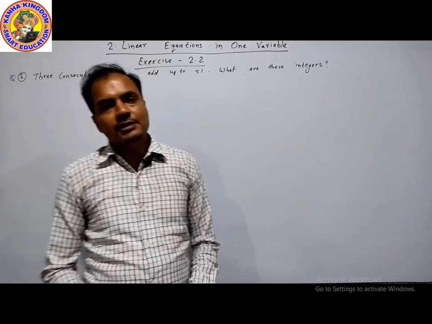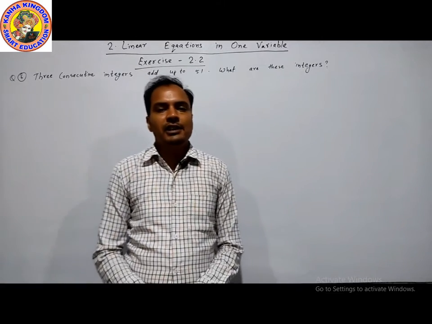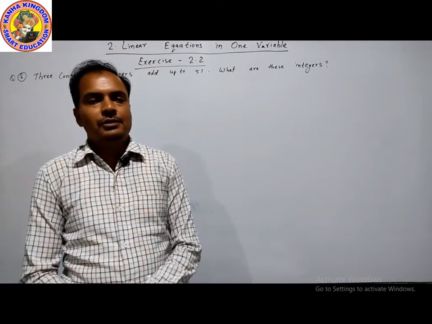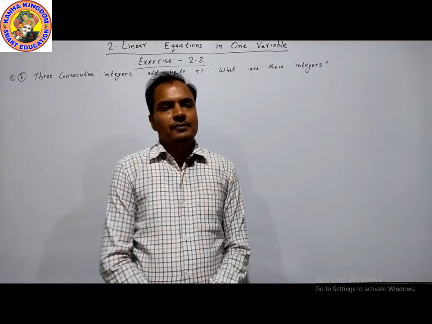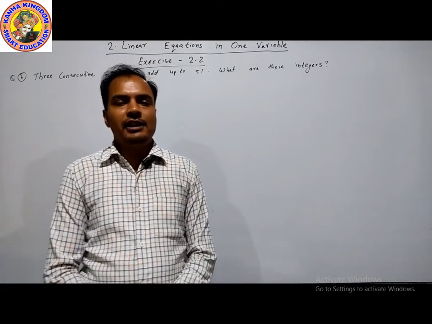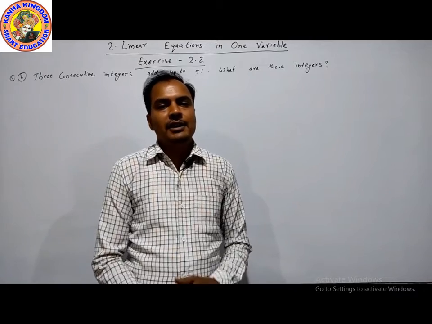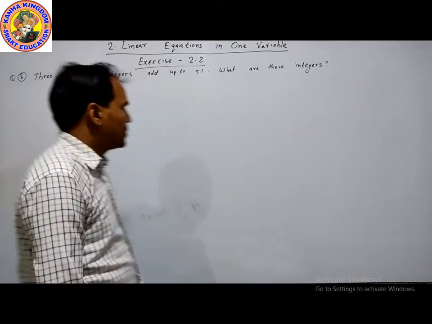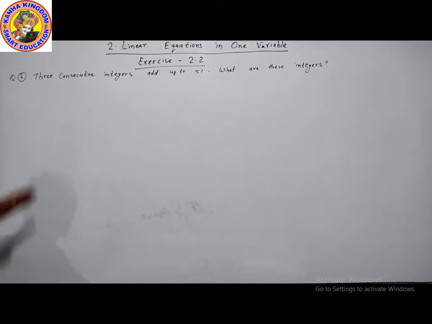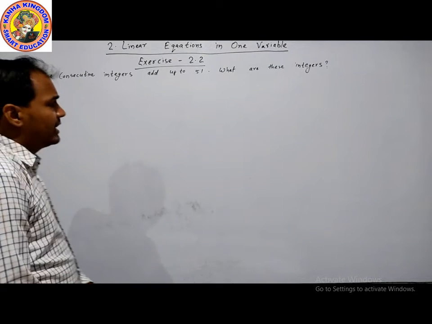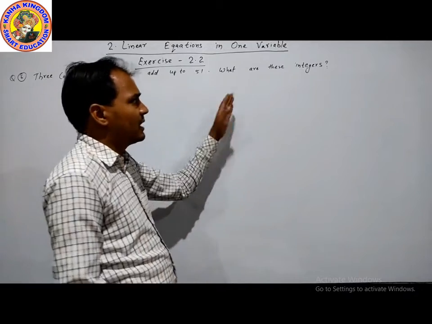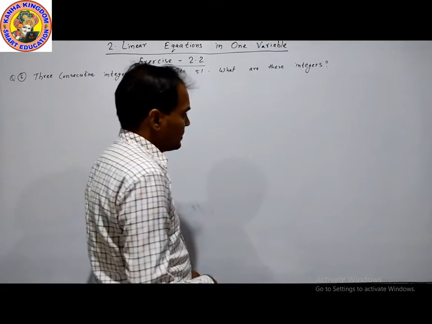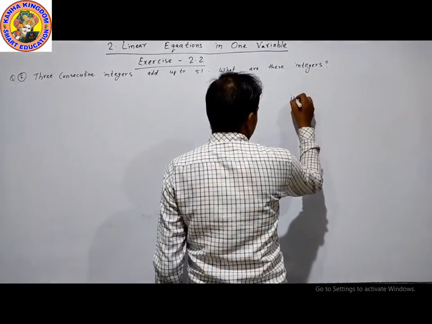Our previous topic is linear equation in one variable. We saw some questions for making linear equations in one variable and solving these equations. Our next question is question number 6. Three consecutive integers add up to 51. What are these integers? First of all, what is an integer?